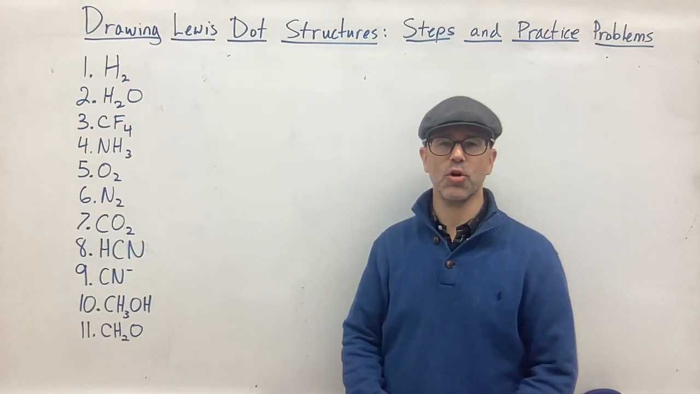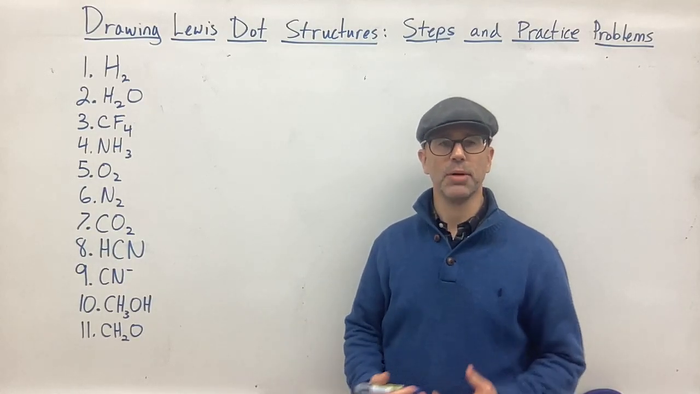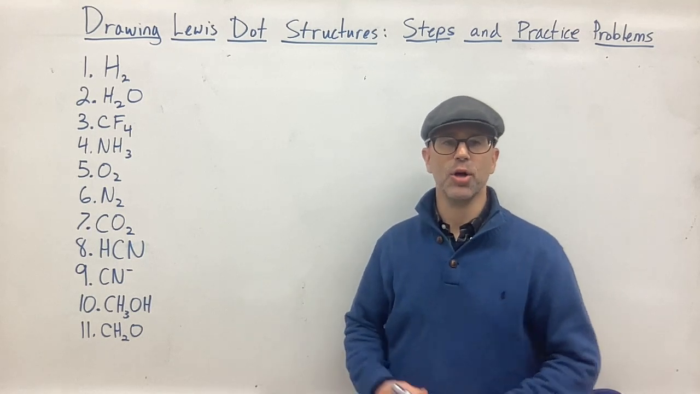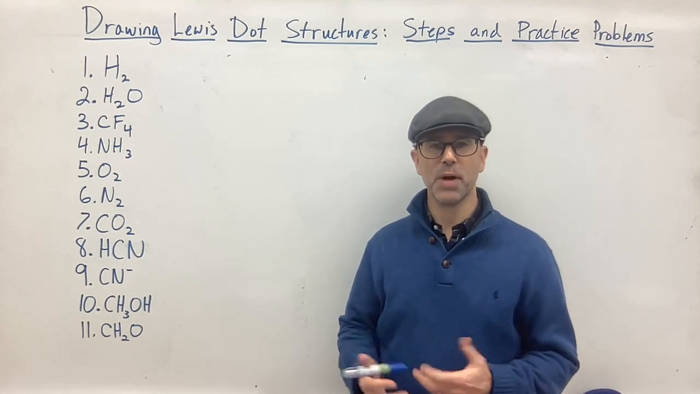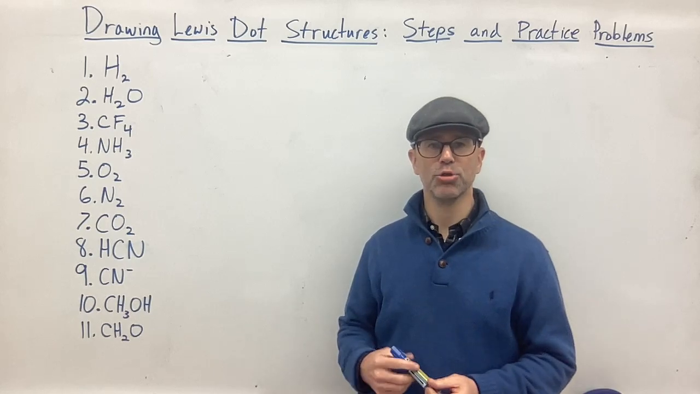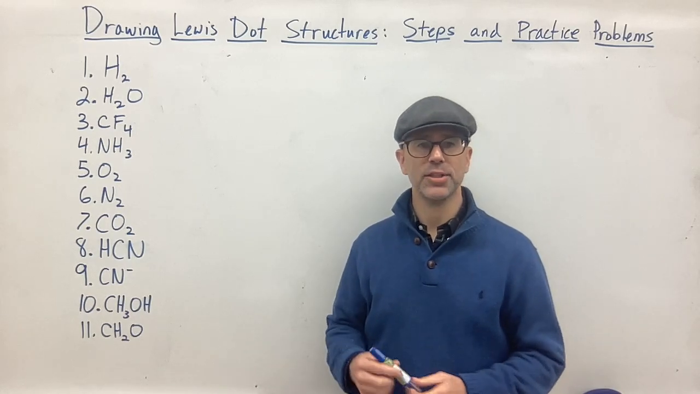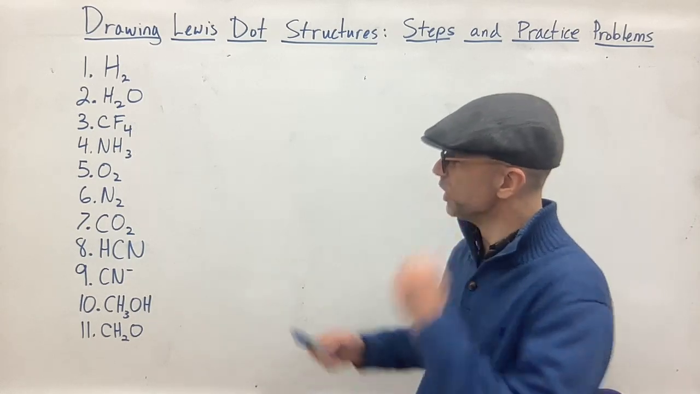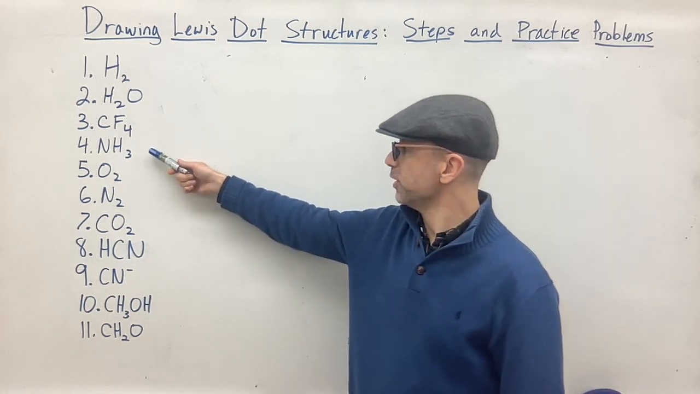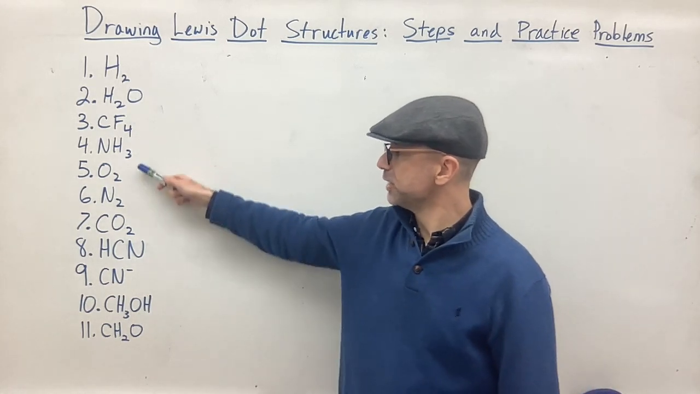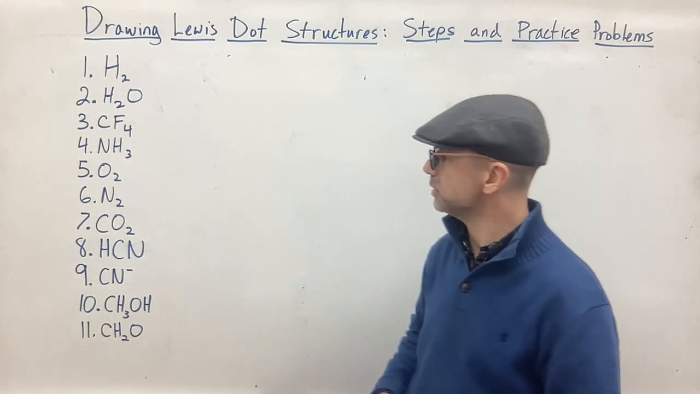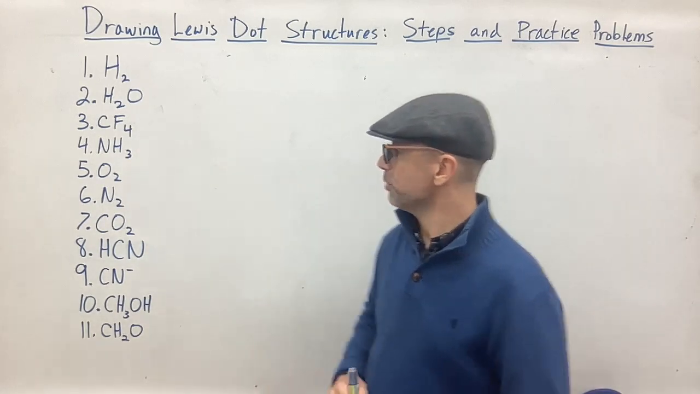My name is Mr. Kovalt, and in this video I'm going to continue where I left off, drawing practice problems on how to do Lewis dot structures. In my last video, in part one, I stopped at NH3, so I'm going to do the rest of these. So let's start with number 5 then.